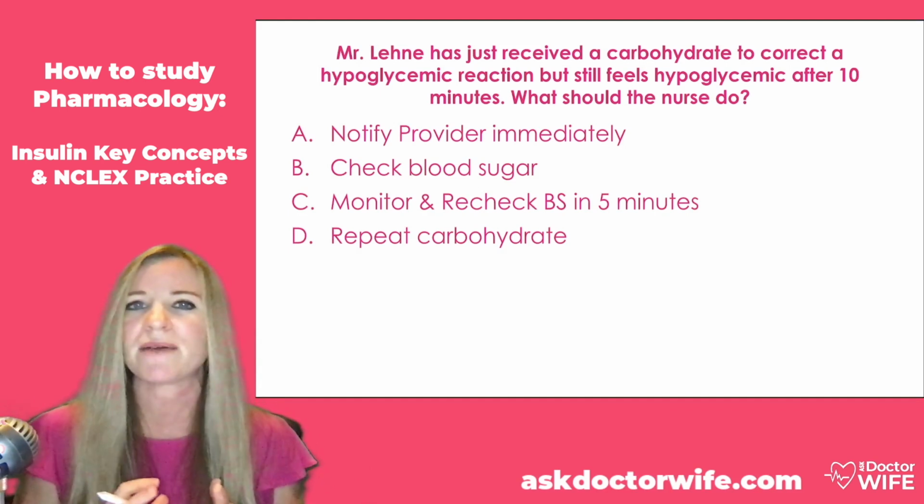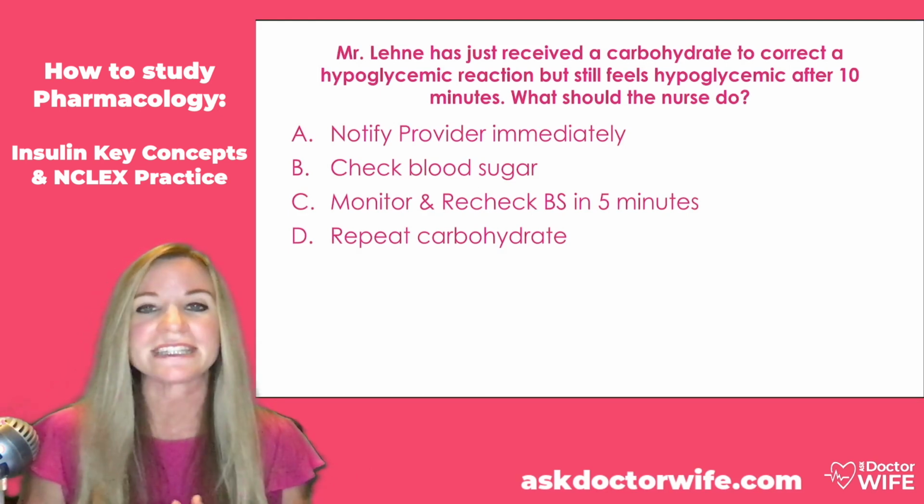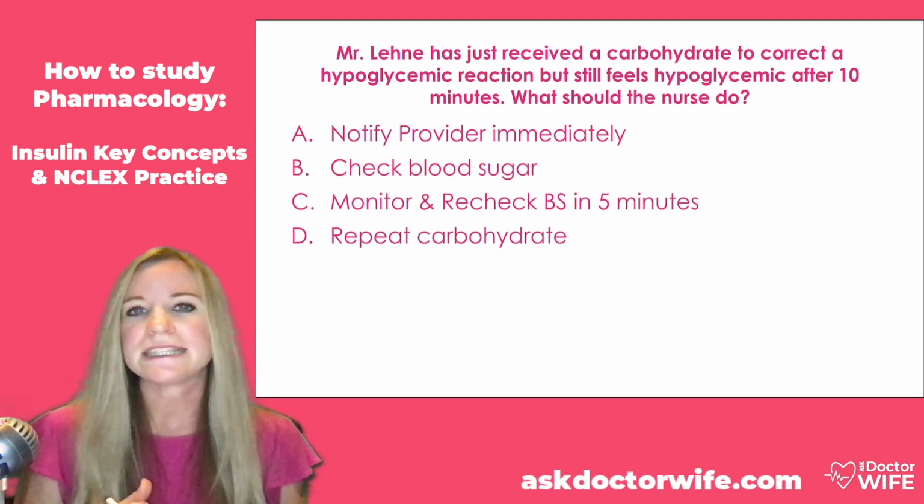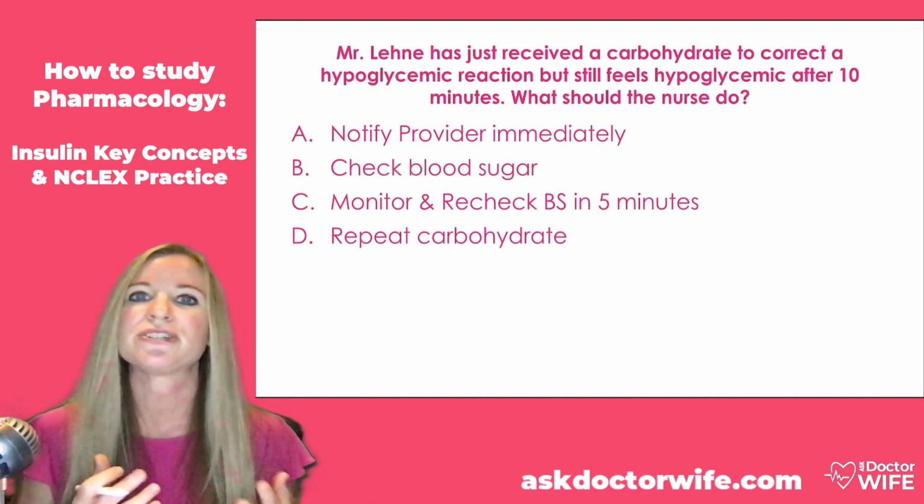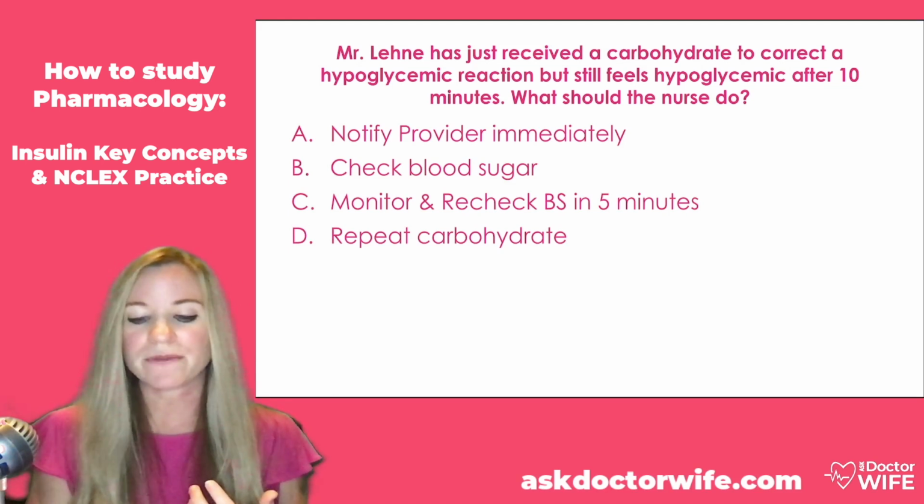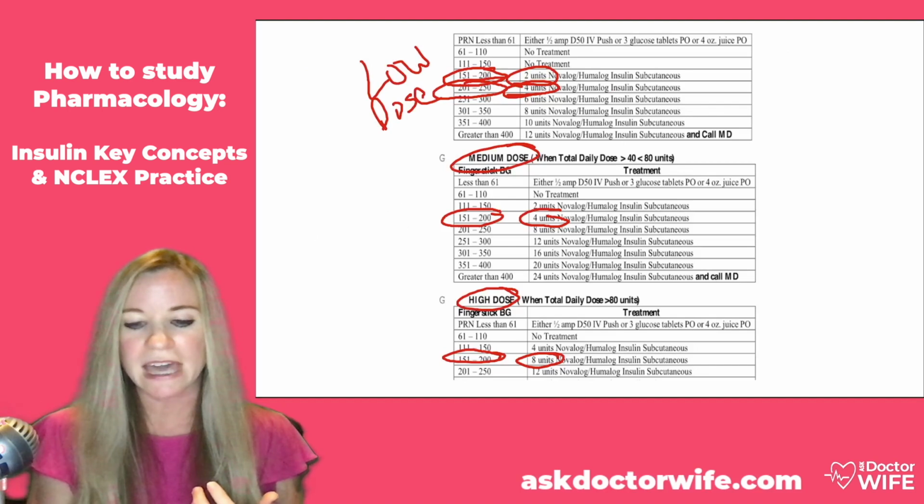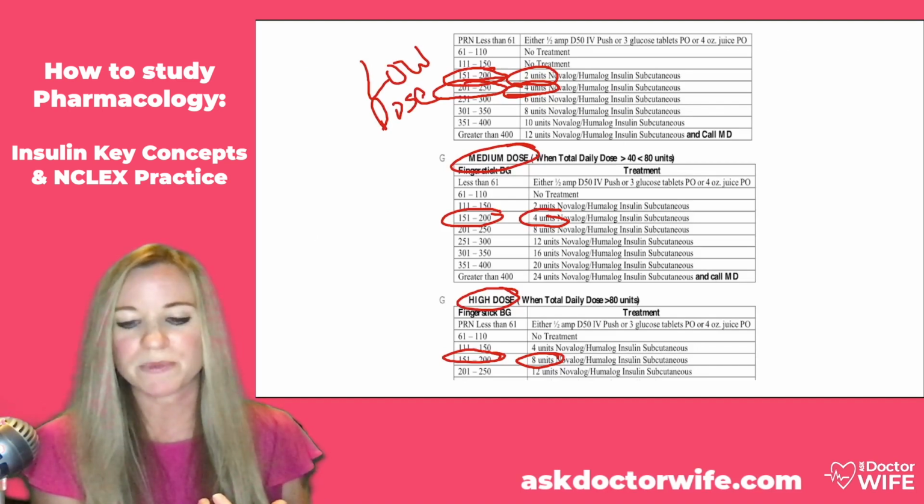So, this is a very common scenario. I like to use this question on tests for my students. And really, it highlights something that we haven't talked about yet, and that is, okay, so your patient's blood sugar's too low. Now what? Well, we have a sliding scale. If we go back, it tells us, okay, if the patient's blood sugar, let's look up here because I think you can see this pretty well.